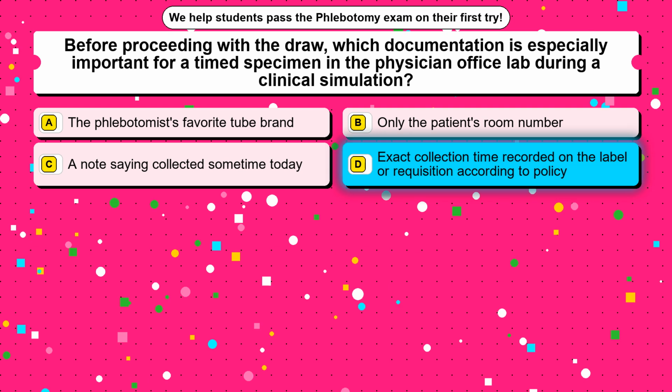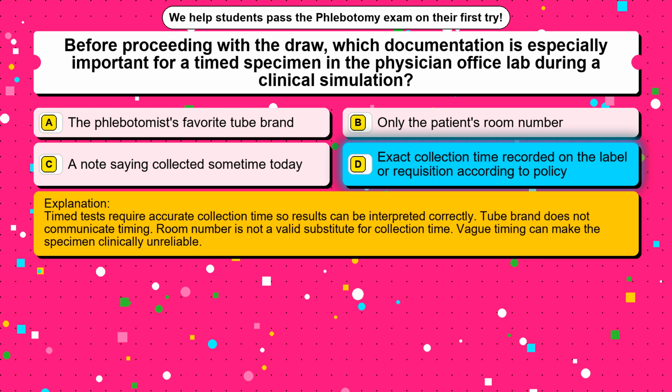The correct answer is option D. Exact collection time recorded on the label or requisition according to policy. Timed tests require accurate collection time so results can be interpreted correctly. Tube brand does not communicate timing. Room number is not a valid substitute for collection time. Vague timing can make the specimen clinically unreliable.